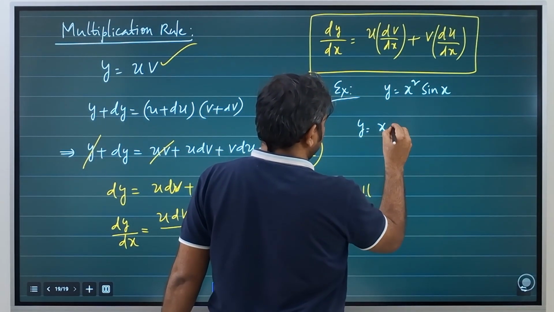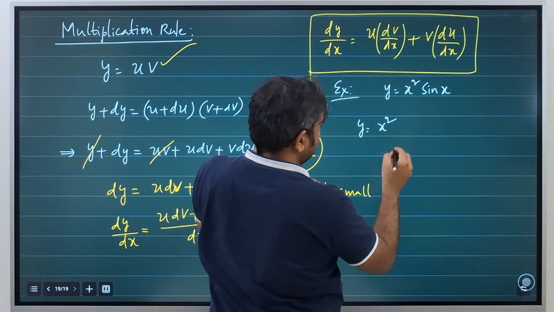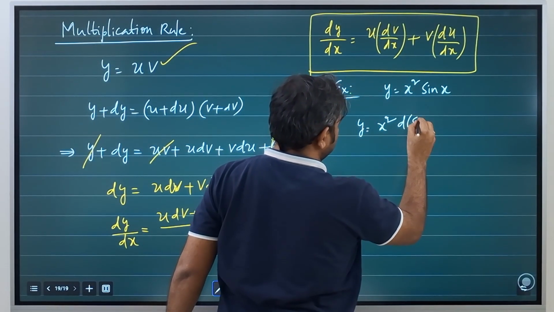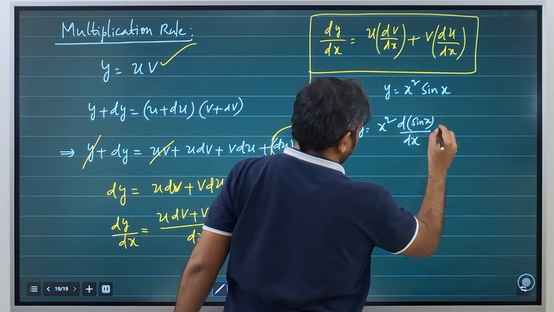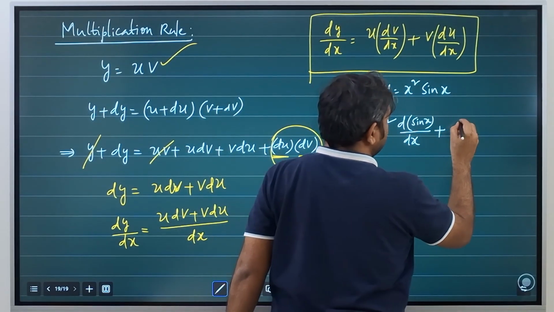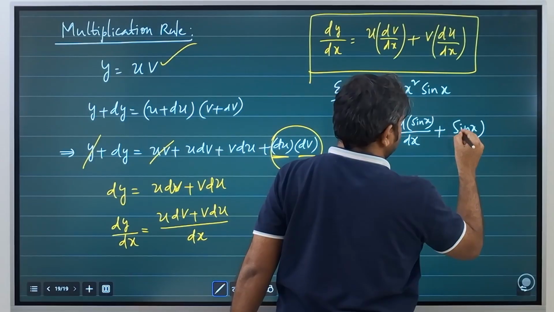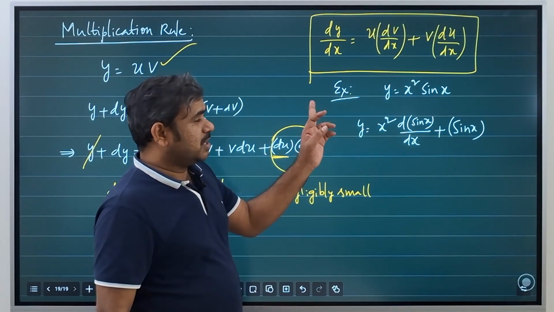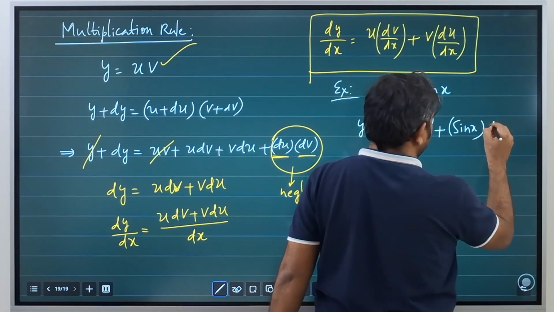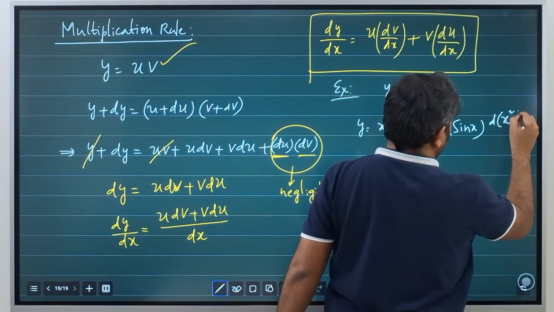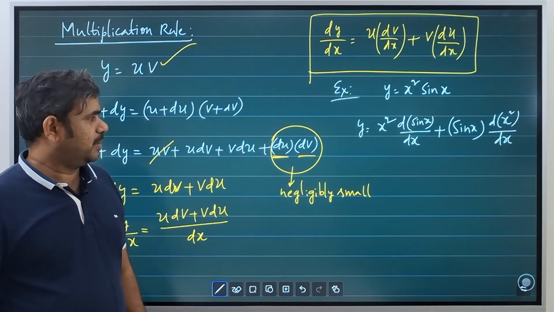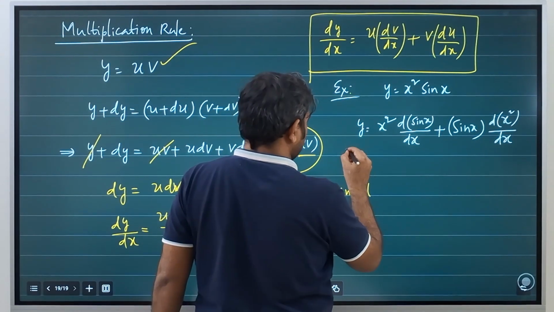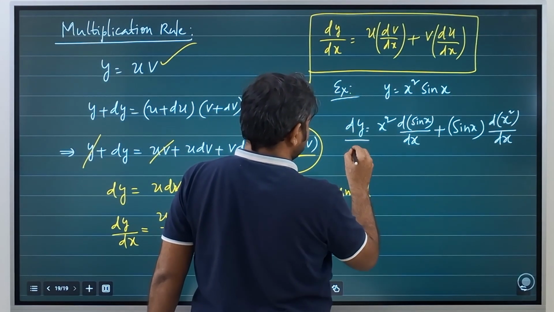y is equal to u, x square, dv by dx, so that is d sin x by dx, plus v. V is what? Sin x into du by dx. That is d x square by dx. Now this is dy by dx.